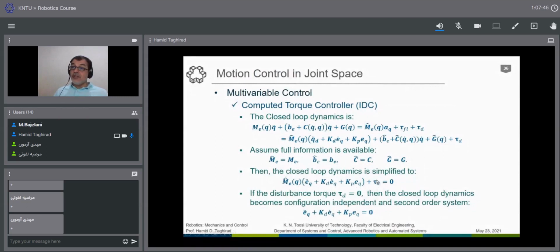If you don't have any disturbance, we have a second order dynamic equation, which is completely configuration independent. It doesn't matter if we are working here or here. And this makes the task of gain tuning much easier.